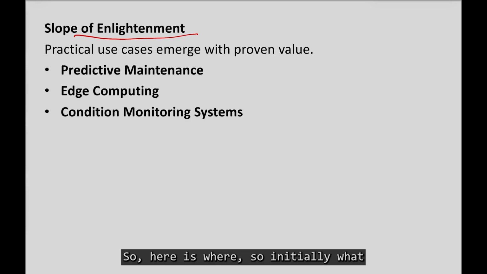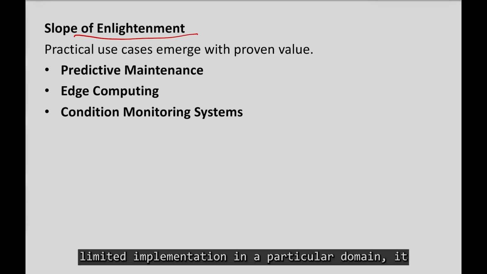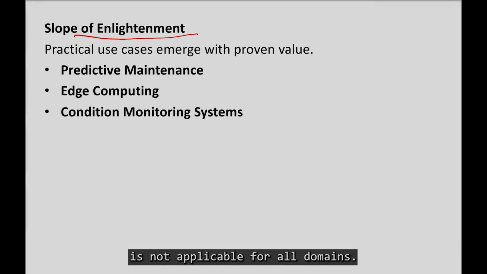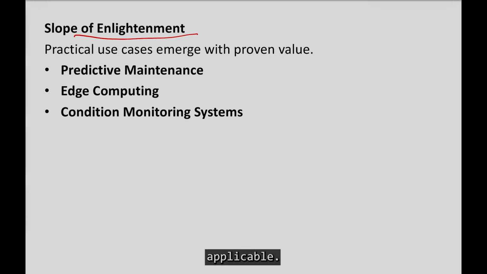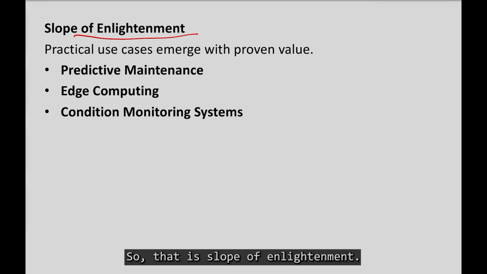So initially, many companies and many industries have pulled in. In the trough of disillusionment, you find out that this is not for everyone, for all the industries. So most of the companies pull out of the research. Very few companies stay, or this technology has only very limited implementation in a particular domain. It is not applicable for all domains. You find out for which particular domain this technology is profitable or completely applicable. So that is the slope of enlightenment.